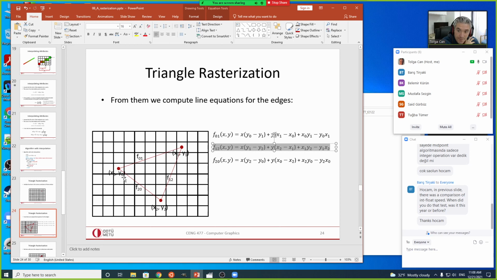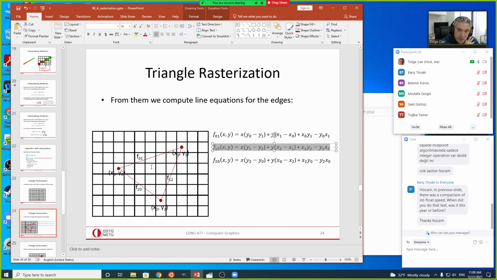For F20, the way it's oriented is from 2 to 0. Below is this way. If you just think of it, you can also think about it like this. If this is the order of vertices in clockwise direction, it's just like being on the right of the line if you go in this direction.